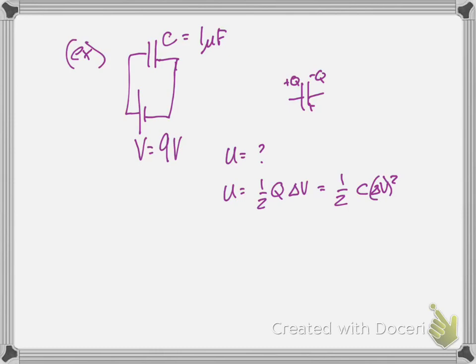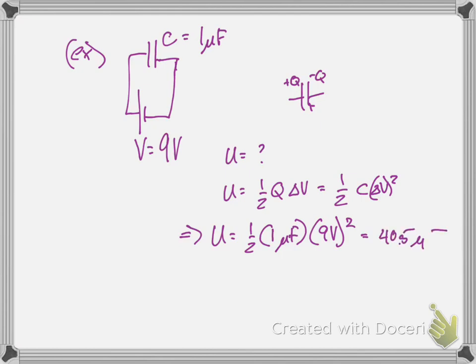And here we already know C and delta V. The potential across the capacitor is 9 volts because the battery is connected only to the capacitor. So therefore, U is equal to 1/2 times the capacitance, 1 microfarad, times delta V, which is 9 volts squared. So we've got 81 over 2, which is 40.5 microjoules. This is going to be farads times volt.